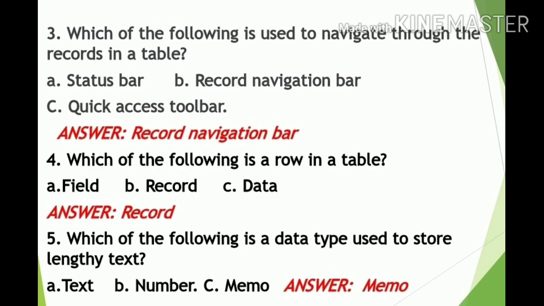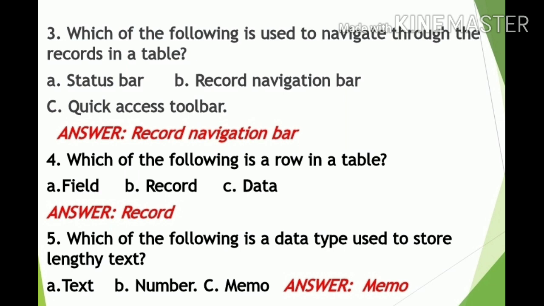Number 3. Which of the following is used to navigate through the records in a table? Option A, status bar. Option B, record navigation bar. Option C, quick access toolbar. The answer is record navigation bar.